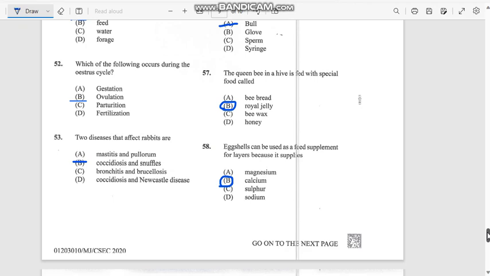Alright, number 53. Two diseases that affect rabbits are coccidiosis and snuffles. All right.